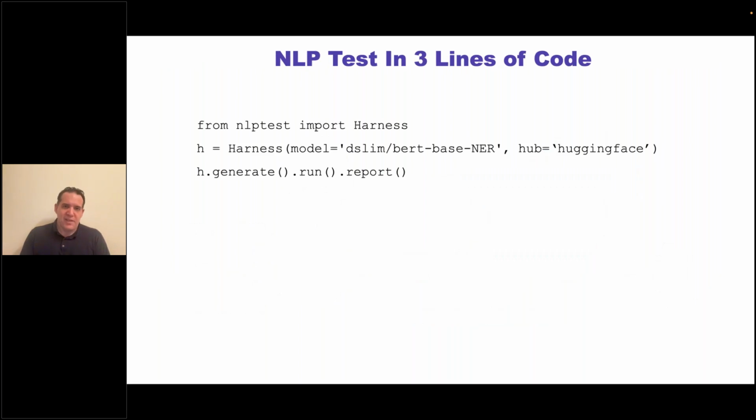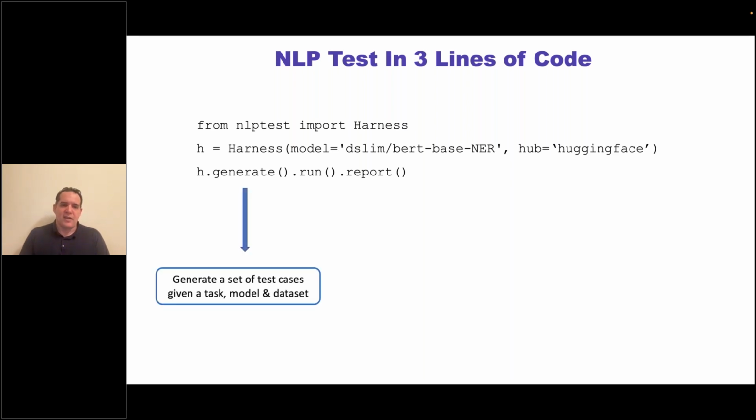So in terms of using the NLP Test Library, to do what I just told you, it takes exactly 3 lines of code. From nlptest import Harness, you create a harness. And here you just give it a model and a hub. So this specifically loads the most popular model on Hugging Face today, which is just BERT-based for named entity recognition. And then once you have the harness, you call generate.